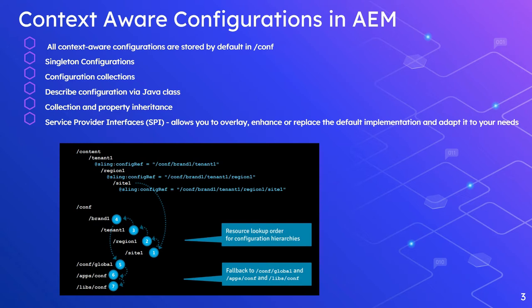As I said earlier, by default this configuration is stored under the /conf folder. What that means is tenant 1 will have a different set of configuration, region 1 will have a different set, then site 1 will have a different set. Now from the lookup perspective, whenever somebody is looking up a configuration from the site 1 level, it will start with site 1, then if the configuration is not there, it will go to region, then tenant, then brand level. If those configurations are not available, it will fall back to /conf/global, then /apps/conf, then /libs/conf. So this is the order of configuration lookup.